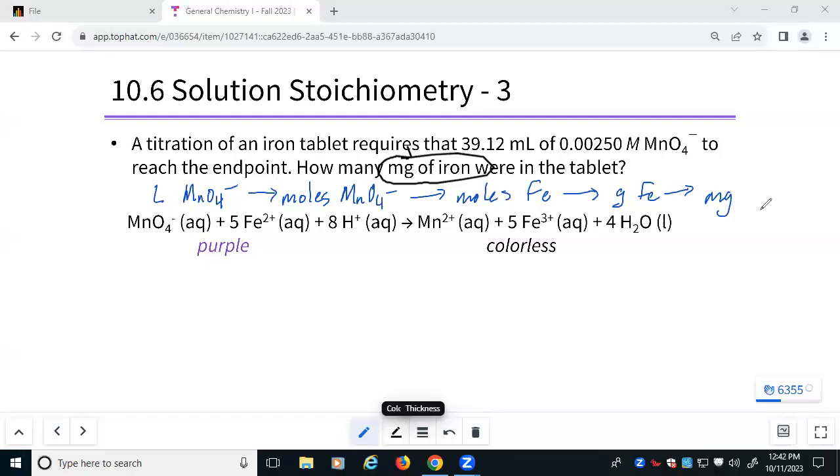Now the process there is pretty similar to what we did in the first example, without the titration equation. I'm going to start with my volume, which I need to convert to liters. That's the other advantage: if I know I'm solution to solution, and I can use the titration equation, I don't have to convert the milliliters into liters first because they'll cancel out anyway. But here I have to. 0.03912 liters of permanganate solution.